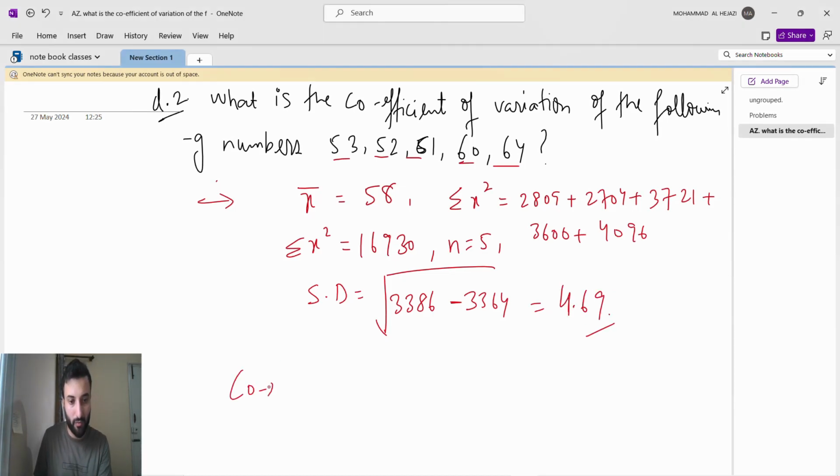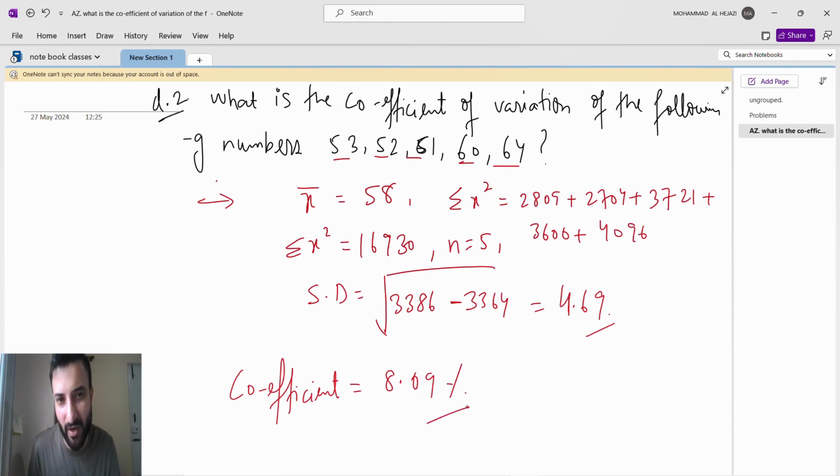Now next is coefficient of variation. Standard deviation 4.69 divided by mean 58. Whatever you will get, multiply with 100. 8.09. 8.09 percentage, whatever it is, that is the correct answer.